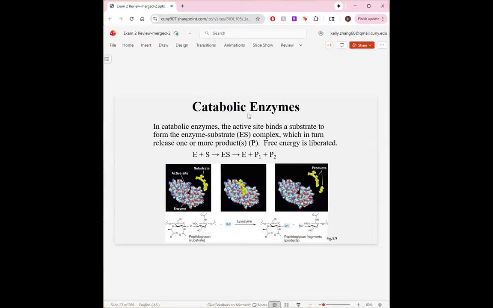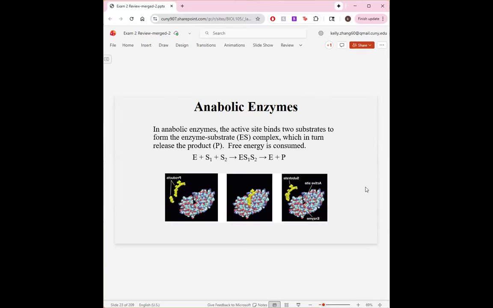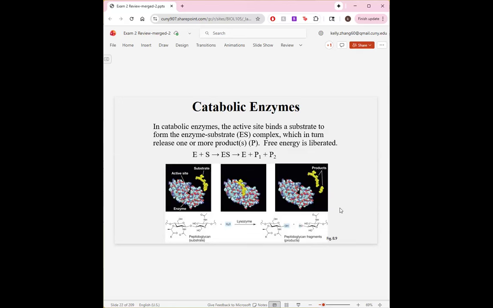Oh yeah, catabolic enzymes. Sorry, I forgot to mention this. Catabolic enzymes, like catabolic reactions, help break down complex molecules into simpler ones and release free energy in the process. So it's the same idea as anabolic enzymes, except instead of multiple simple ones forming one complex molecule, it's breaking down one complex molecule into simpler ones and releasing free energy.